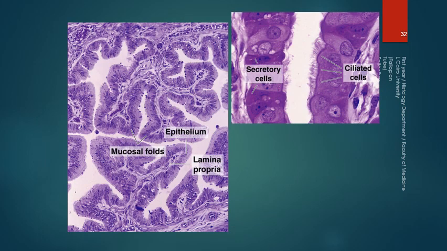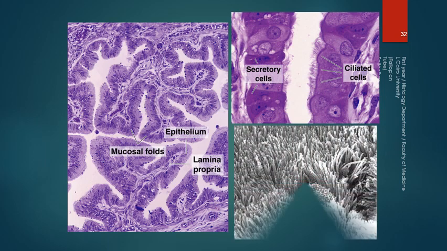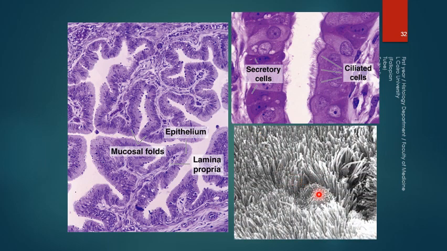Again, this is simple columnar ciliated epithelium. Here is the simple columnar, this is simple columnar ciliated. This is a scanning electron microscope image of ciliated epithelial cells.